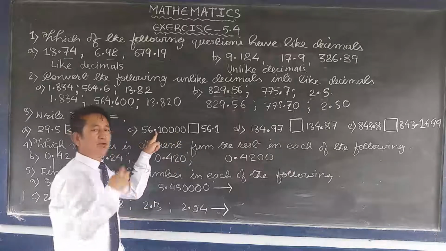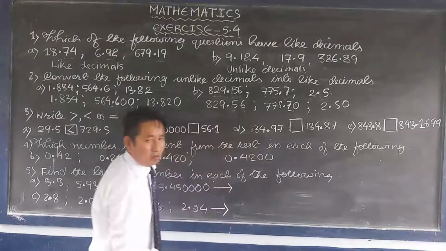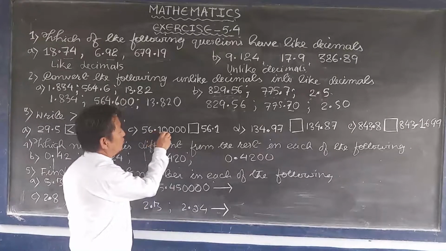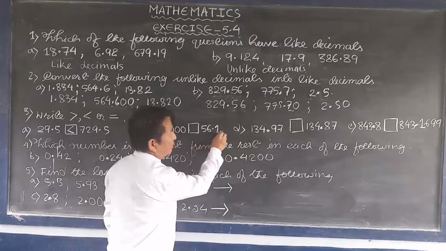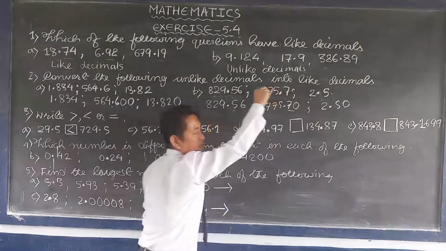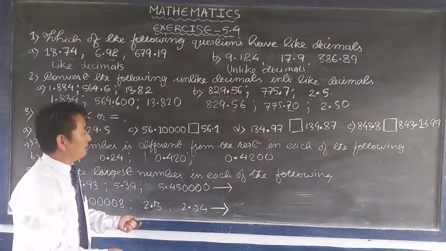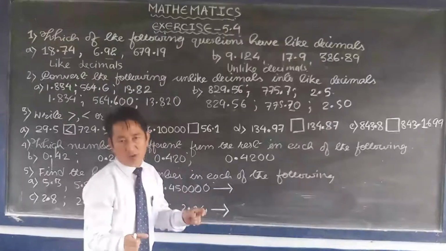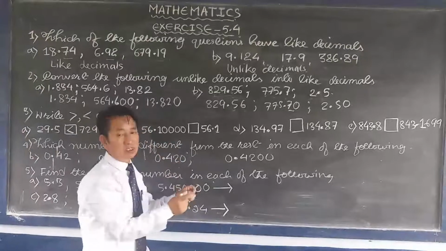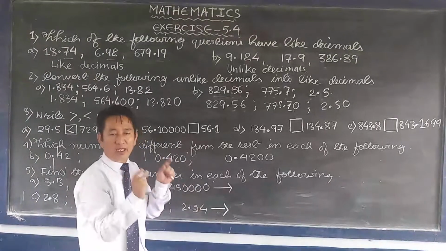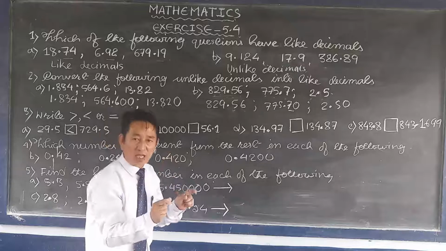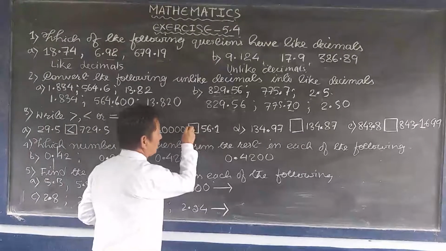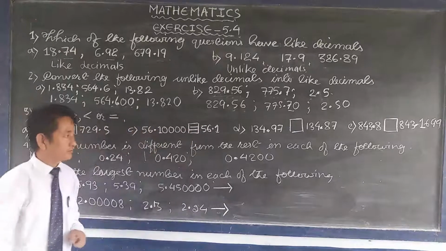Now here, next: 56.11000. We can put any number of 0s after the decimal point. 56.100, 56 point, we can put any number of 0s, so it is valued the same. These two are equivalent decimals. These two decimals have the same value. Equivalent decimals means numbers that have the same value. So here we will write the equal sign.